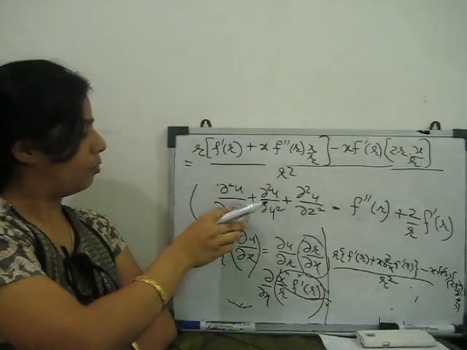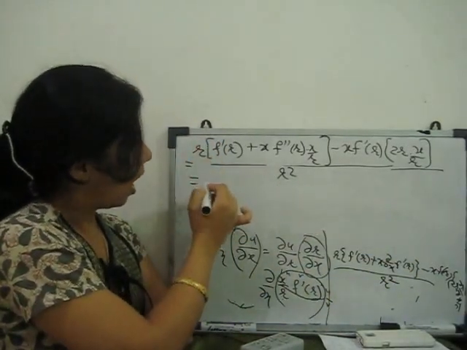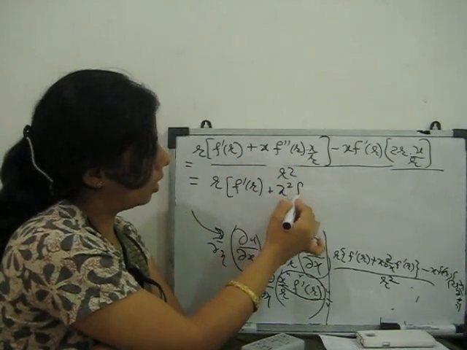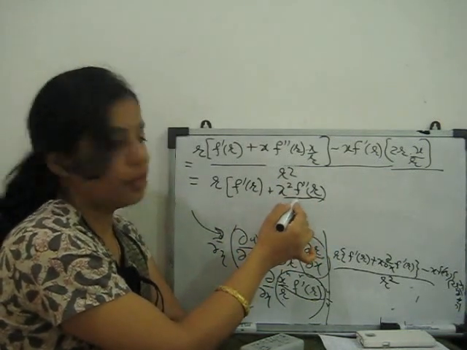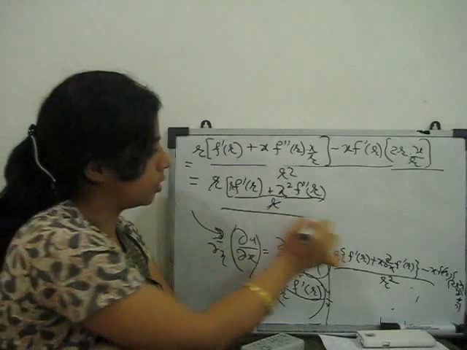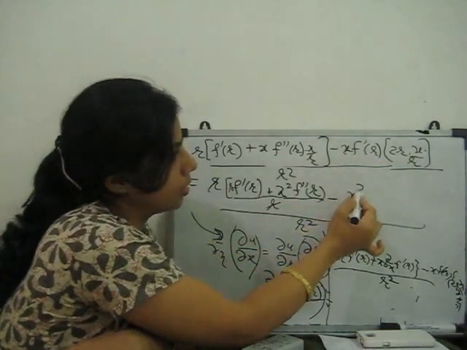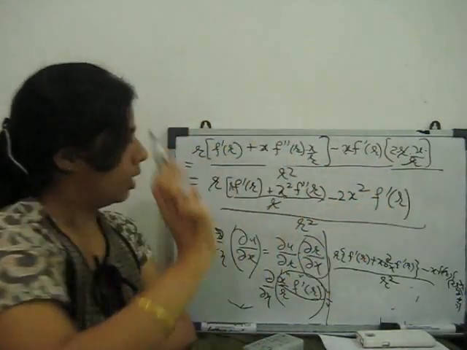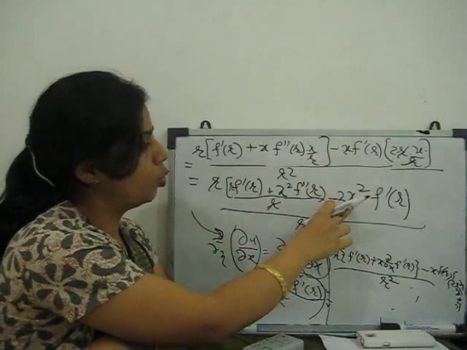Clear? Again, for this term, del two u by del x square, you have to simplify it again. So what is this term? It is r f dash r plus x square f double dash r upon r. If we take the LCM, there comes 1 r and the denominators have r, so this r and this r cancel. Minus, x and x square, r cancel, 2 is also there, so 2x square f dash r. Clear? So this is r f dash r plus x square f double dash r minus 2x square f dash r.